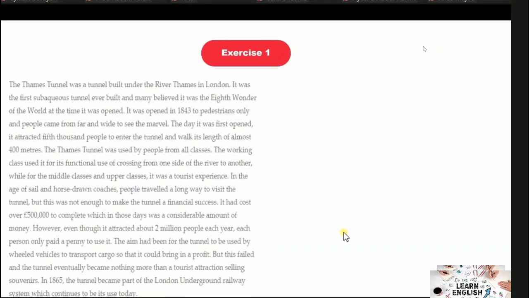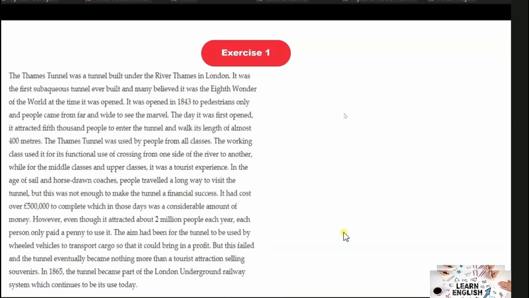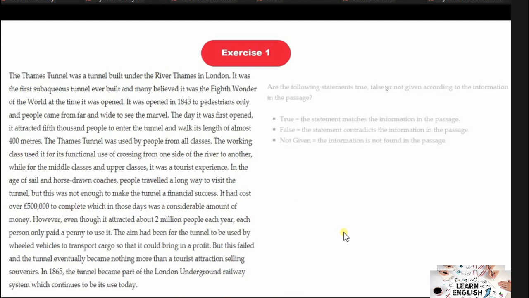I want you to read this passage quickly and tell me what is this passage about. I'm going to skim now. Yes, the question is, what is this passage about? What is this text about? The Thames Tunnel, perfect. So the text is about the Thames Tunnel. What type of question do we have?